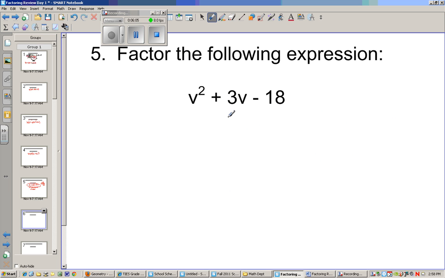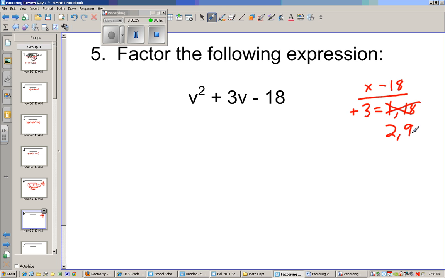All right. Now try this one on your own. Pause the video. All right, you're looking for two numbers that multiply to get to negative 18, and they add up to plus 3. So 18, we can do 1 and 18. There's no way we can get to 3 from that.